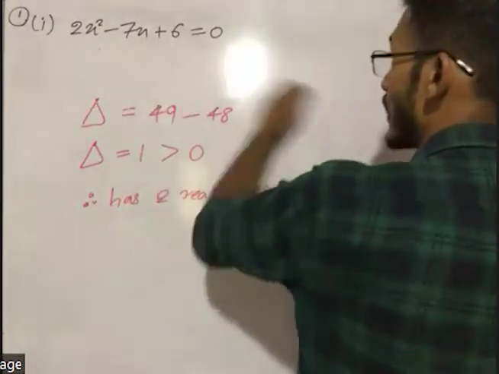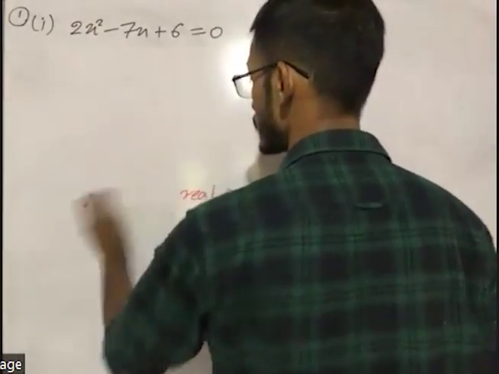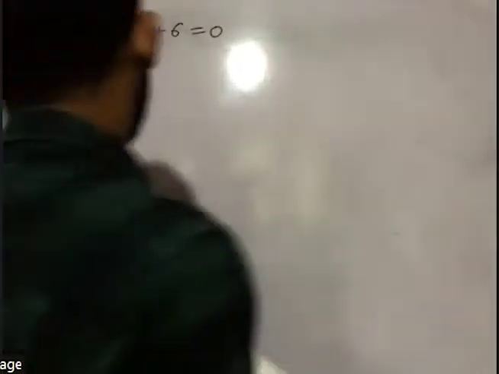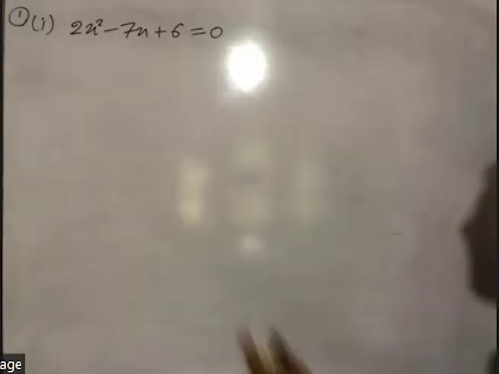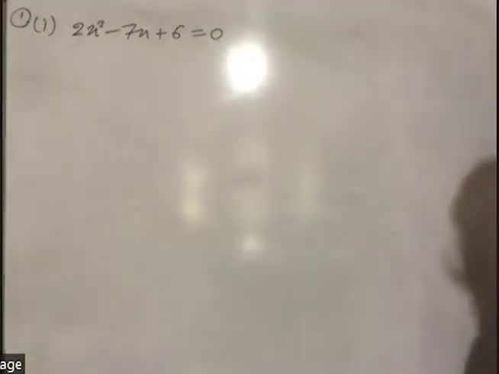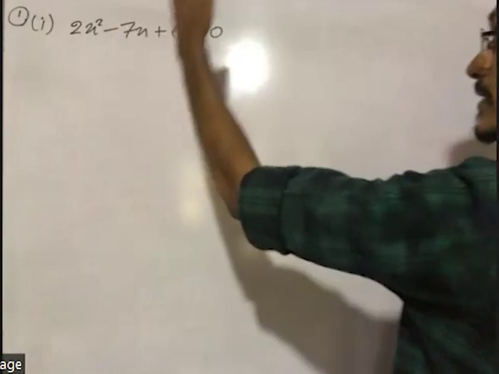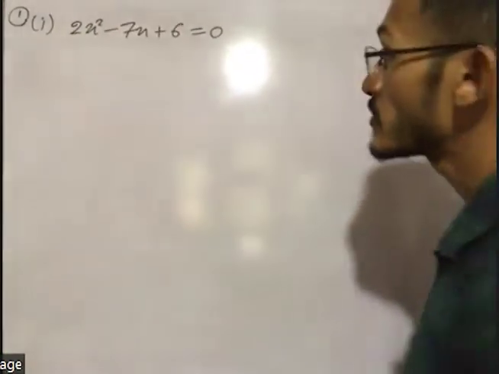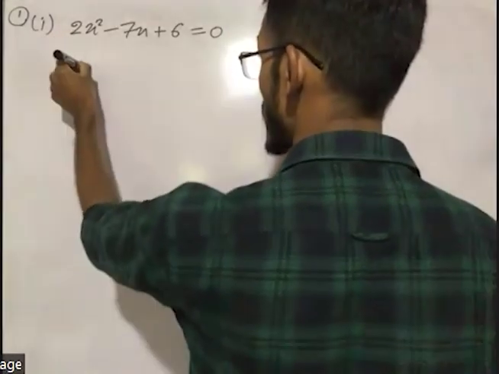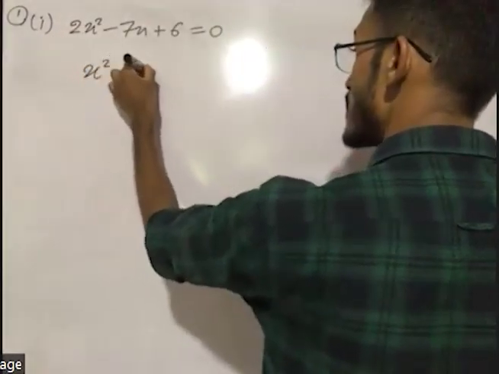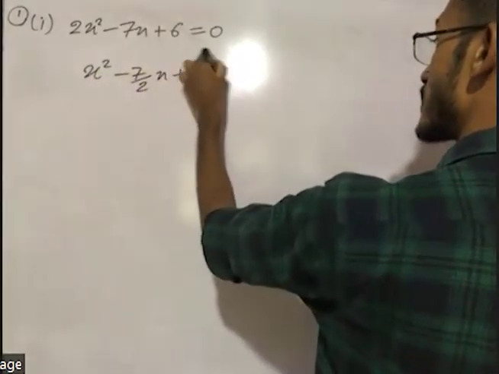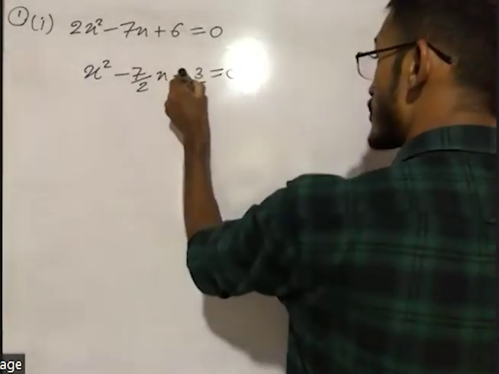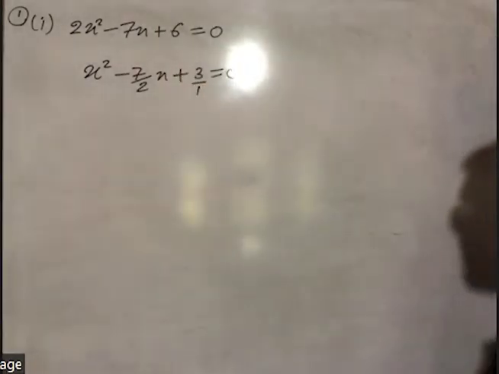Right. Now look at this one. Here we have 2x square minus 7x plus 6. So this equation is in the standard format: first x square term, next x term, next constant term, right? But the coefficient of x square term is not positive 1. So I'm going to divide both sides by 2. Then this will become x square minus 7 over 2 x plus 3 equal to 0, right? I have divided this whole equation by 2. Now we can use the completing square method.